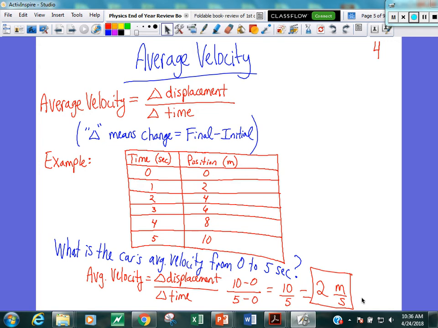And that's how you will find average velocity. Hopefully that will help you. That's it for this slide. So again, hit pause until you've got it all written down on page number 4. Once you're done, hit play and we'll go on to page number 5.